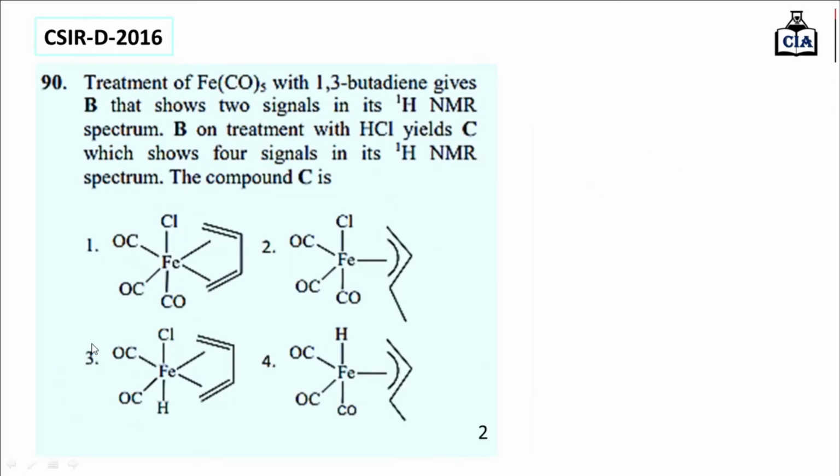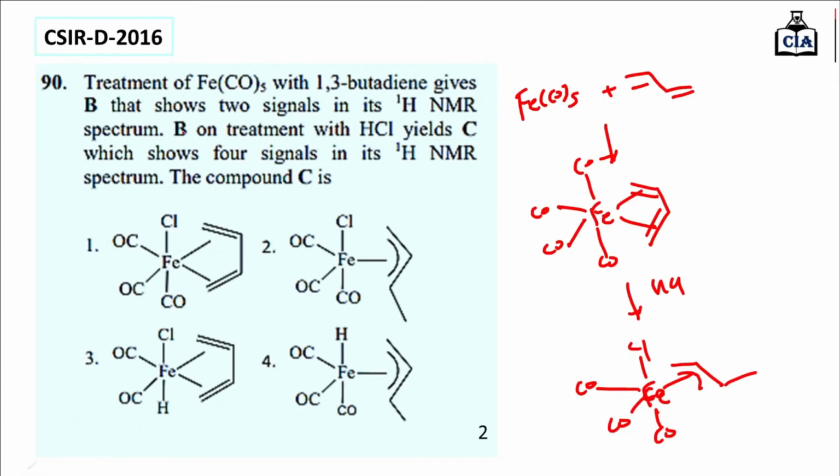Now next question from the CSIR December 2016. In this question, if we treat Fe(CO)5 with 1,3-butadiene, it will give this compound. Further treatment with HCl will give this compound. So option second is the correct answer.